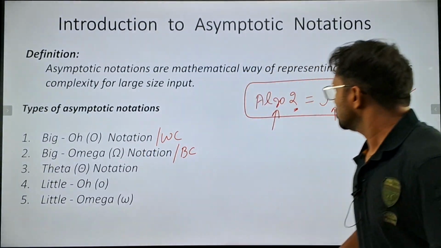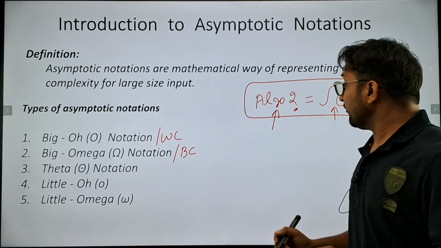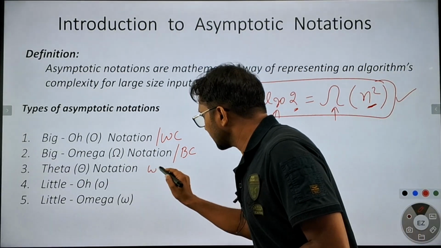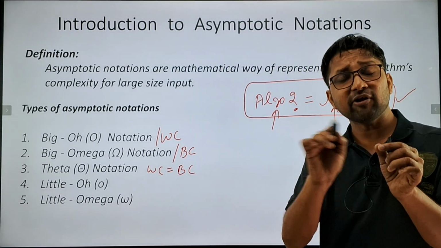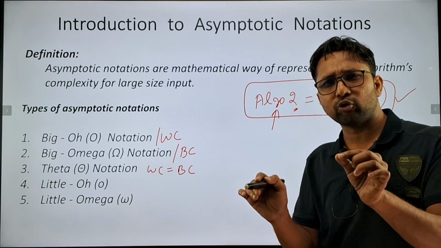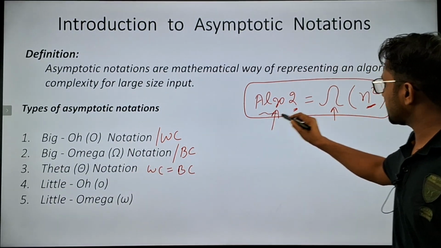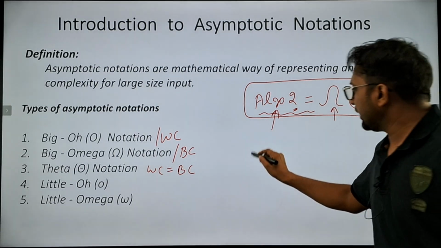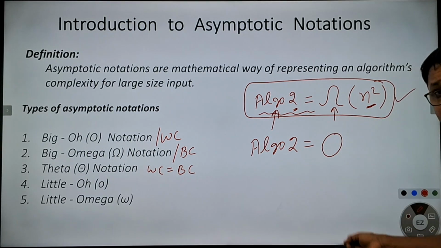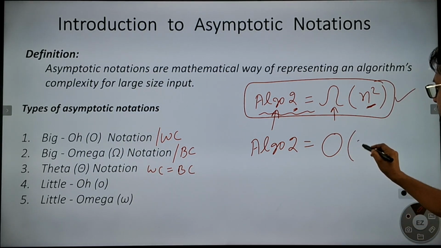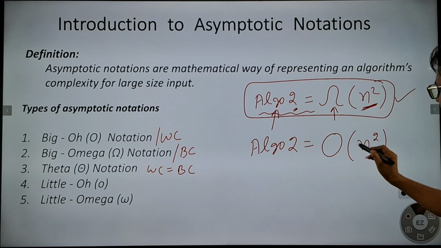Okay, fine. Now let's move to the theta notation. We use the theta notation whenever worst case is equal to best case. If the worst case time complexity of an algorithm is equal to the best case time complexity of the algorithm, then we can use the theta notation. For example, the best case time complexity of algorithm 2 is n square, and for the same algorithm, I'm using big O notation to represent the worst case time complexity, which is also n square. Both are n square.